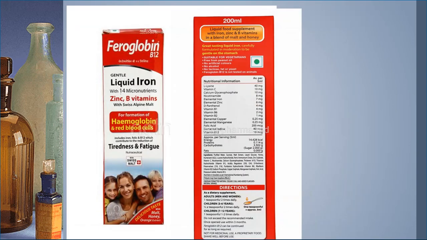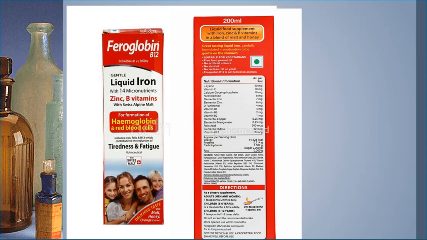The next one. I think some of us might have taken Ferroglobin before. It's a very popular medicine. Ferroglobin contains a lot of active ingredients, in fact over 30. You can see it is for the formation of hemoglobin and red blood cells. This bottle of Ferroglobin contains 200 ml, as you can see. And on the right, you can see nutritional information. The manufacturer has listed all the active ingredients in Ferroglobin.